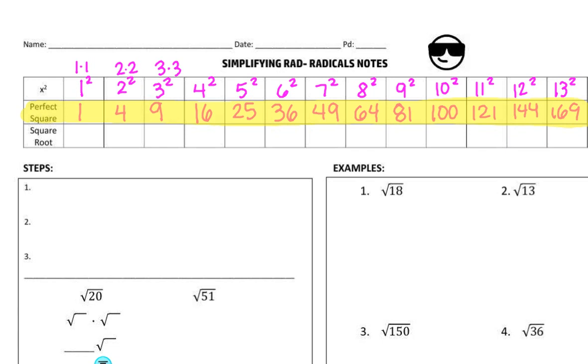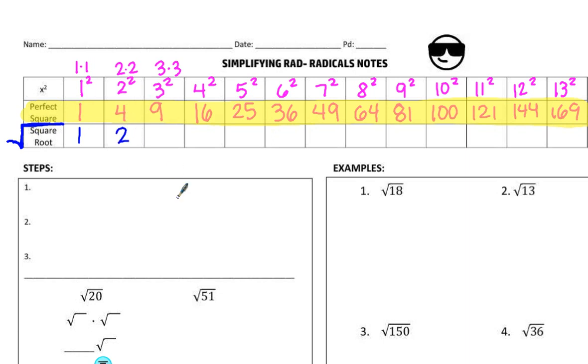After we have found our perfect squares, now we want to talk about the square root of these numbers. So this is our square root symbol, and we're talking about the square root of the perfect square. So the square root of 1 is 1. The square root of 4 is 2.